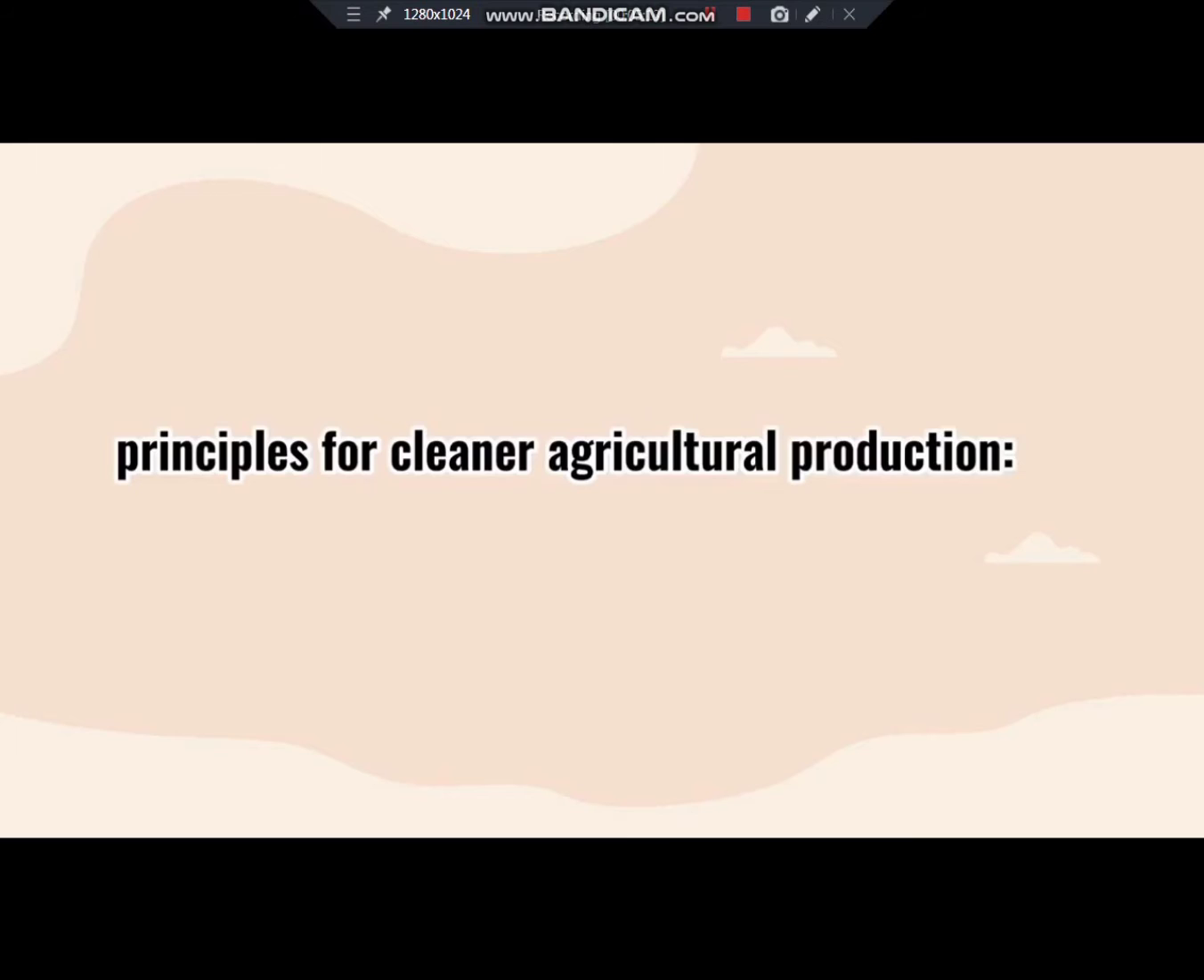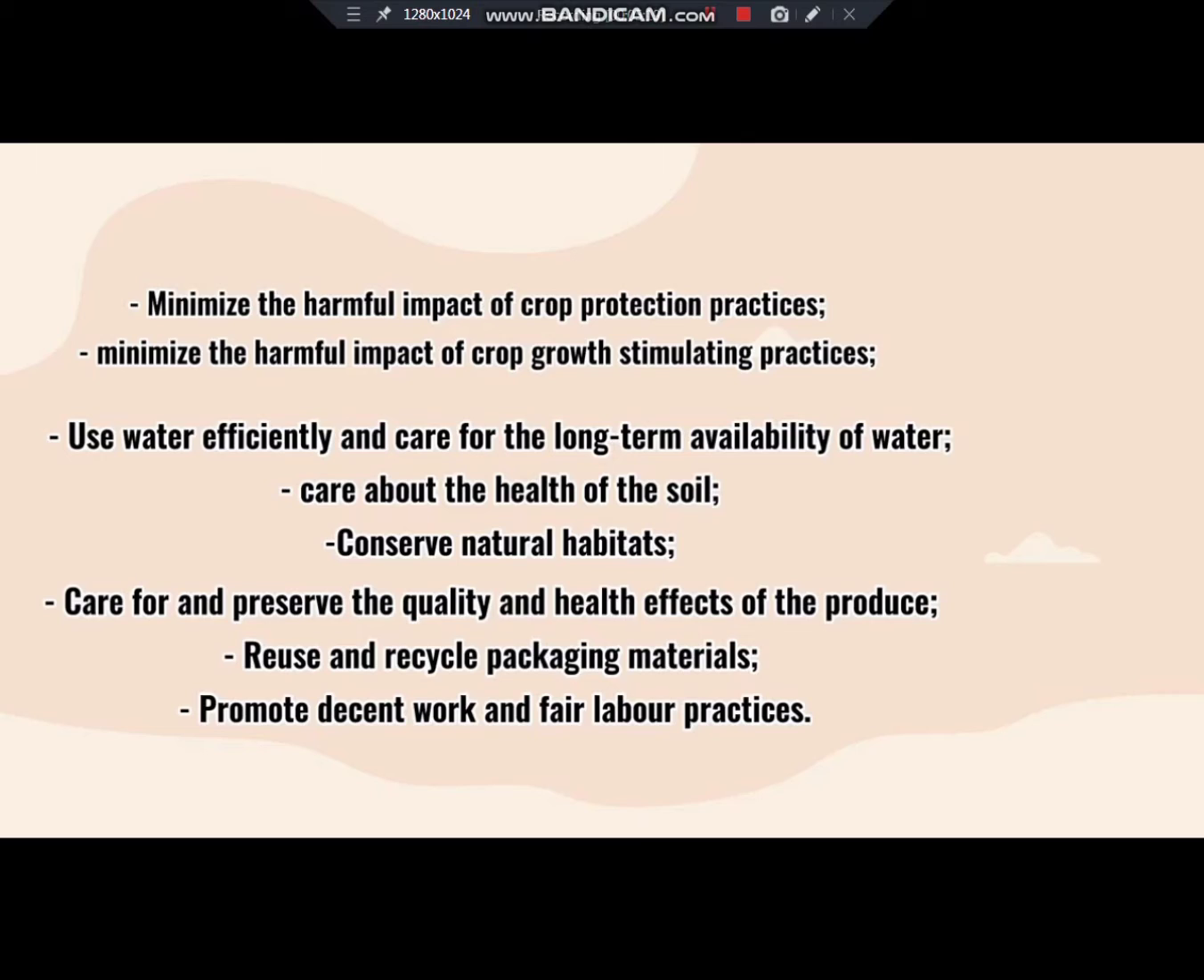So let's move to the principles for cleaner agricultural production. For example, minimize the harmful impact of crop protection practices. Minimize the harmful impact of crop growth stimulating practices. Use water efficiently and care for the long-term availability of water. Care about the health of the soil. Conserve natural habitats. Care for and preserve the quality and health effects of the produce. Reuse and recycle packaging materials. This promotes decent work and fair labor practices.